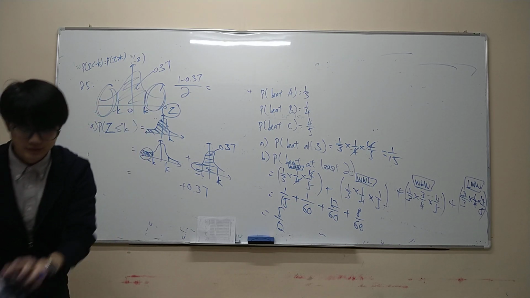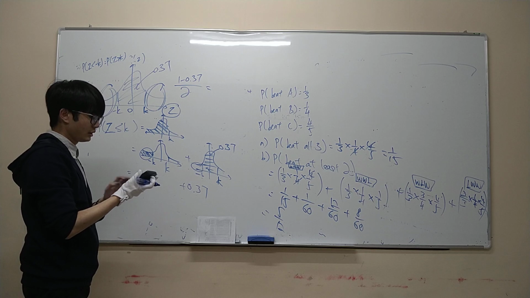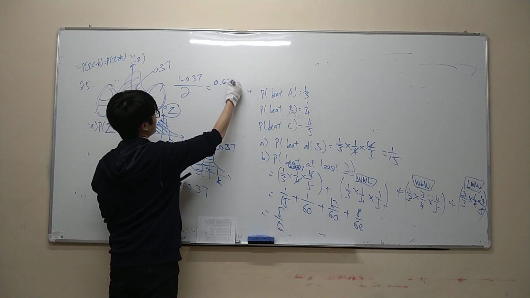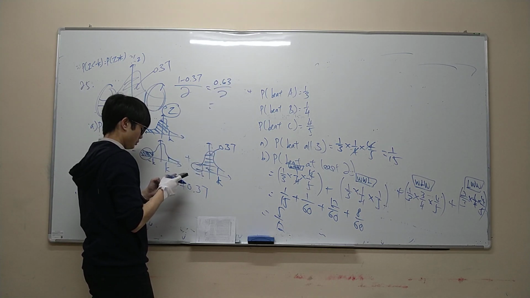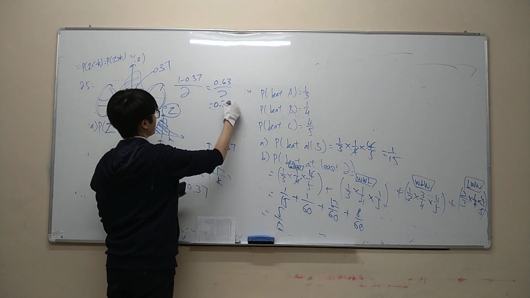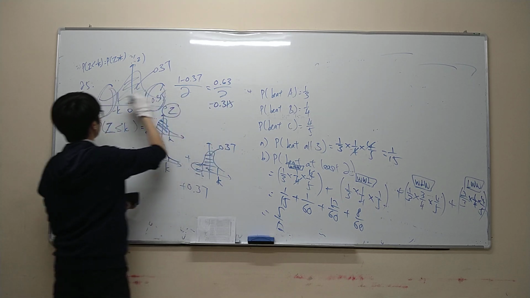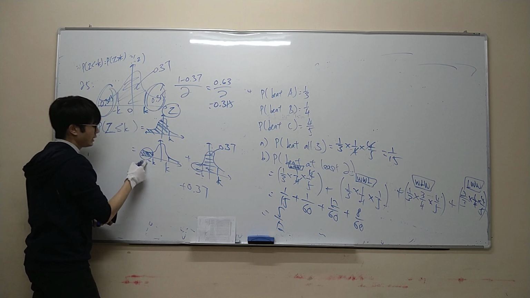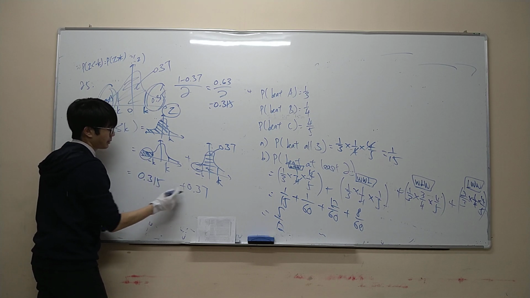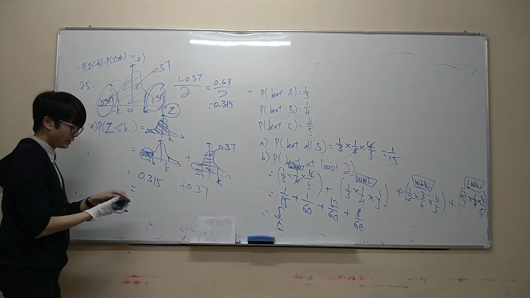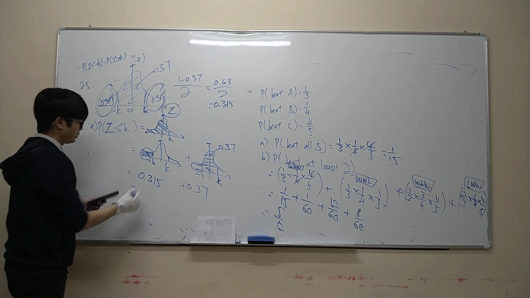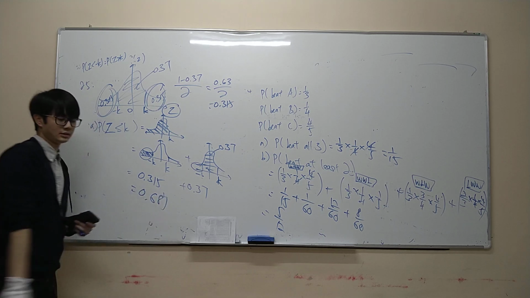So 1 minus 0.37 is 0.63, divide by 2, 0.315. So this part here is 0.315, and this part here is also 0.315. This means the area here is 0.315 plus 0.37. So this becomes 0.685. So that's the answer.